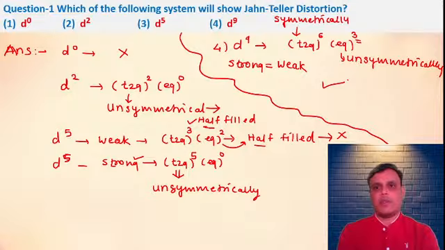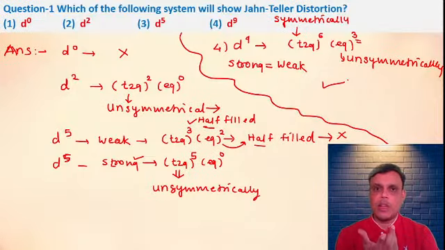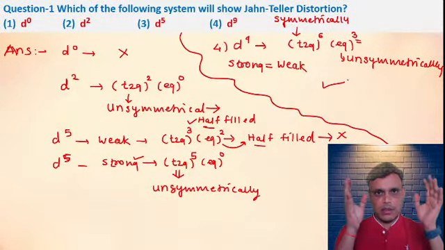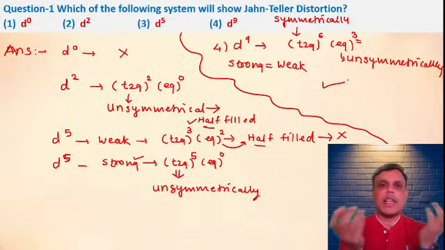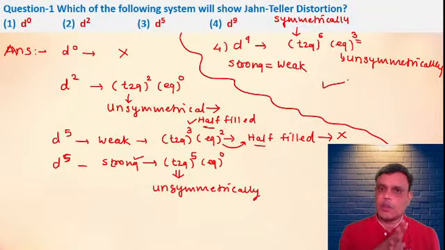Correct. Grisha said it correctly. It will show Jahn-Teller distortion with higher magnitude. So in this way you have to solve the question based on Jahn-Teller distortion. Here I have given the D system. It may be that they will not give you the D system. They will give you an example, for example K3[Fe(CN)6], and they will ask you to predict whether this complex will show Jahn-Teller distortion or not.